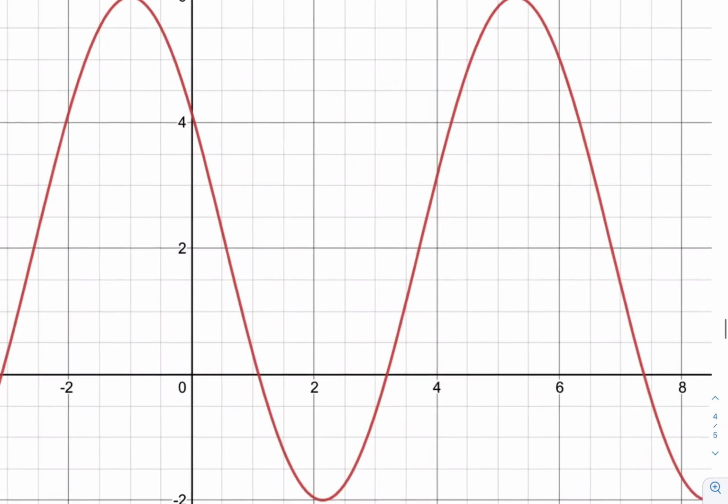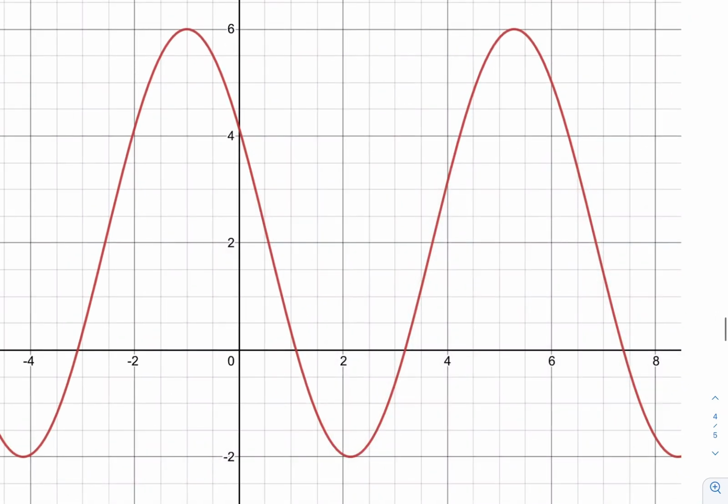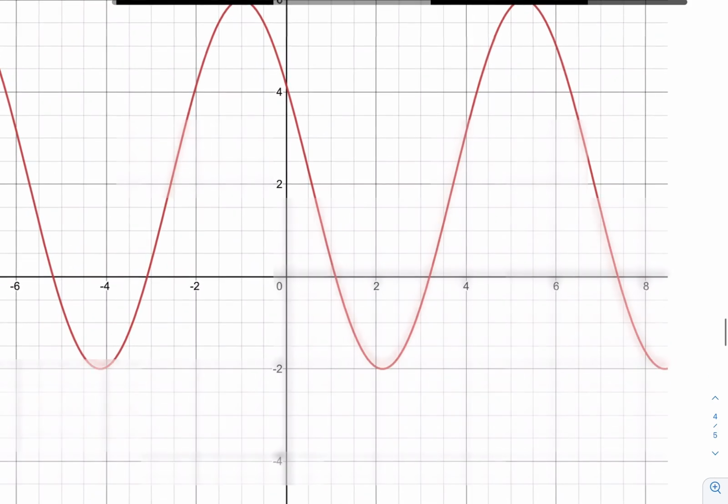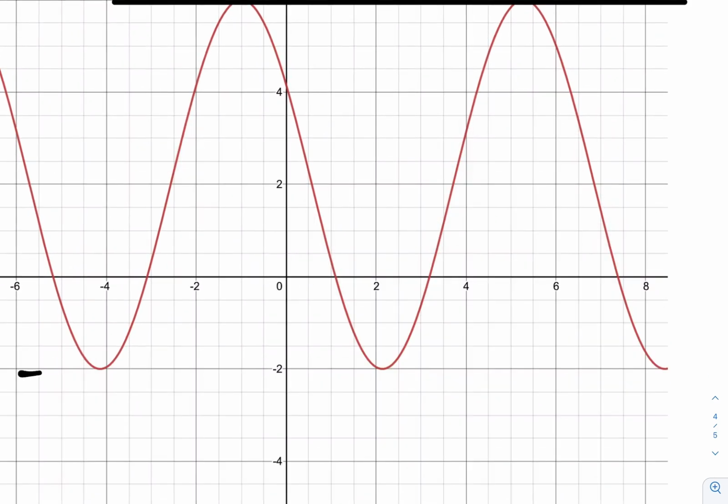Okay, so it doesn't look like we're having any nice points here. We know that the maximum is 6. Okay, that's something. That could be useful. So this maximum is 6, and we know that the minimum is at negative 2.